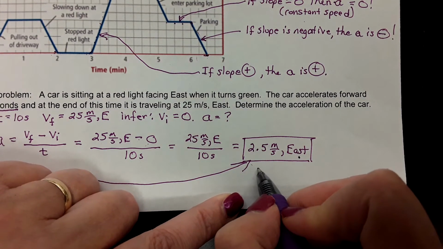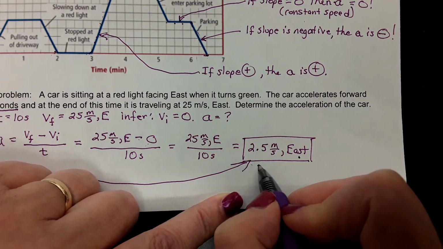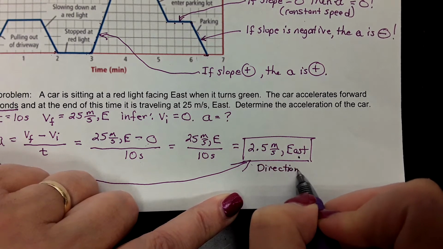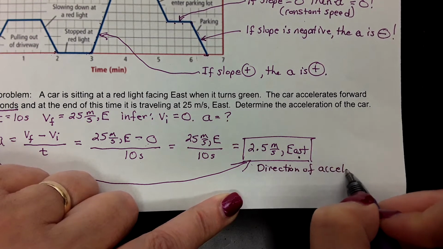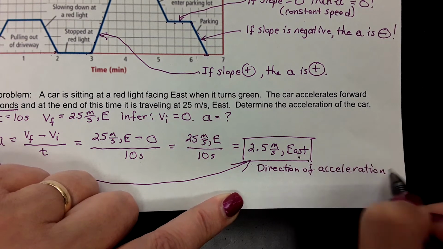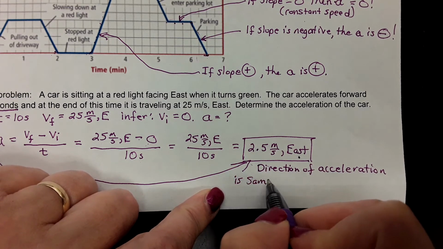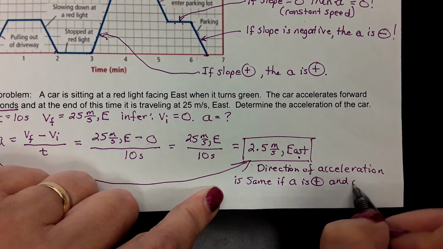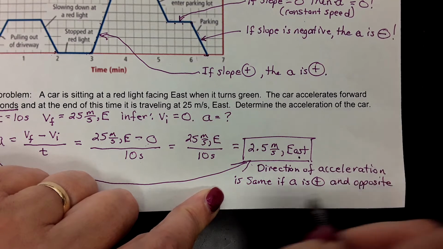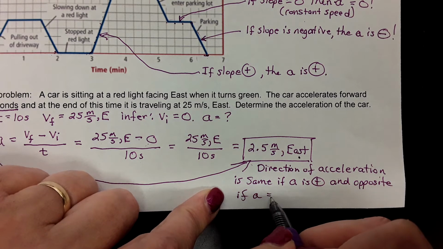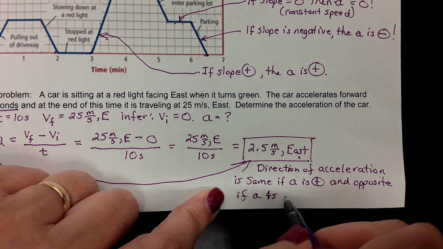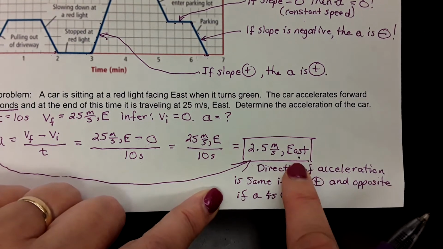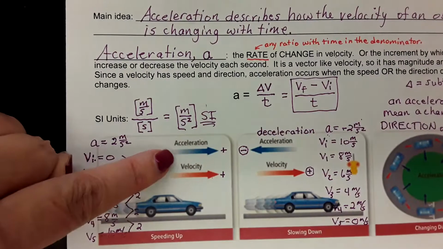All right? Right here, we need to write this down. Direction of acceleration is same if A is positive and opposite if A is negative. All right, so we got a positive value. That means the velocity was east and the acceleration was east. That's like this right here.